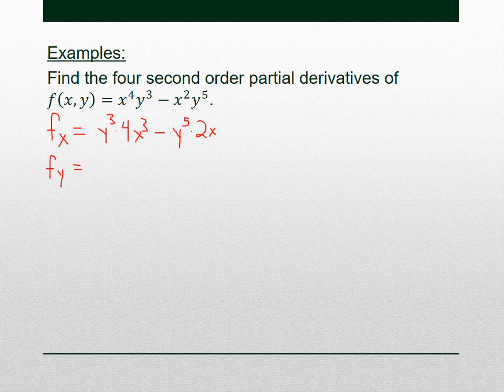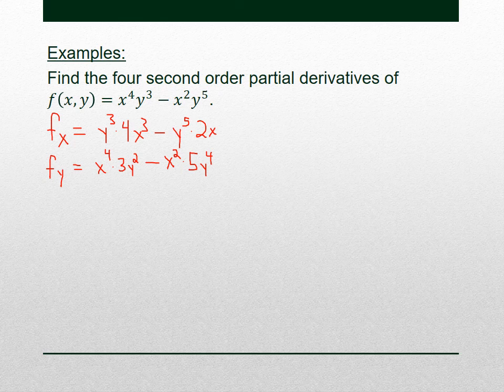And now we need to subtract. We're taking the partial derivative of x squared times y to the 5th with respect to x. So the y to the 5th is a constant. It's just going to hang out. Times 2x. That's the derivative of x squared. All right, so that's our partial with respect to x.